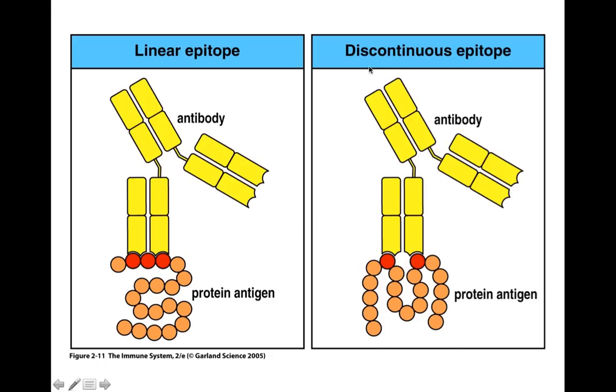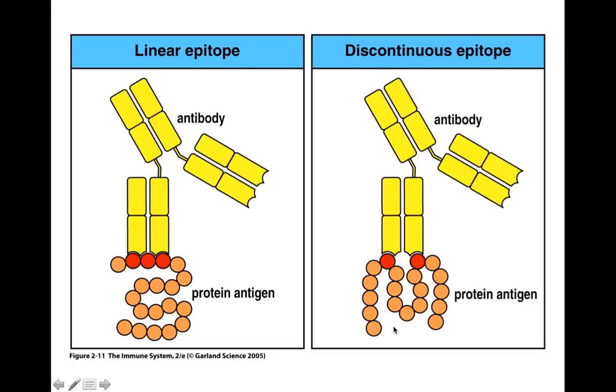Now, you can have what we call discontinuous epitopes, and those are ones in which the antibody will bind to the chemical structure of amino acid residues that it sees and is able to bind to, but they may not actually be connected. Because of the folding of the protein, it can fold up and present that surface to the antibody, because of its folded structure.